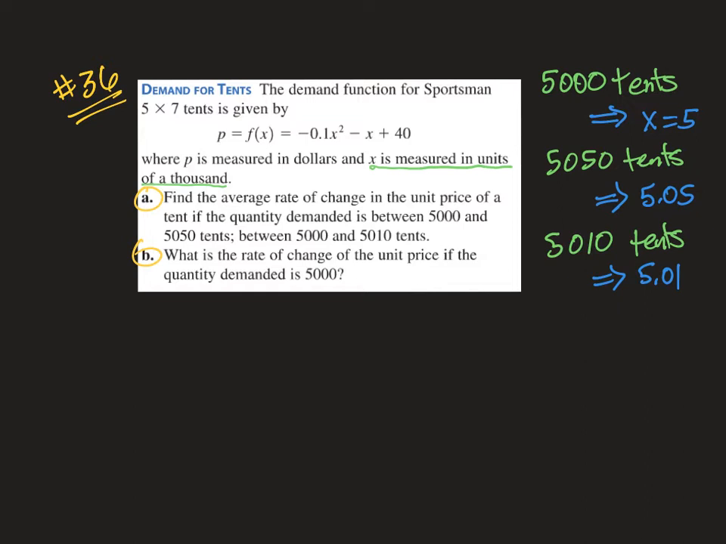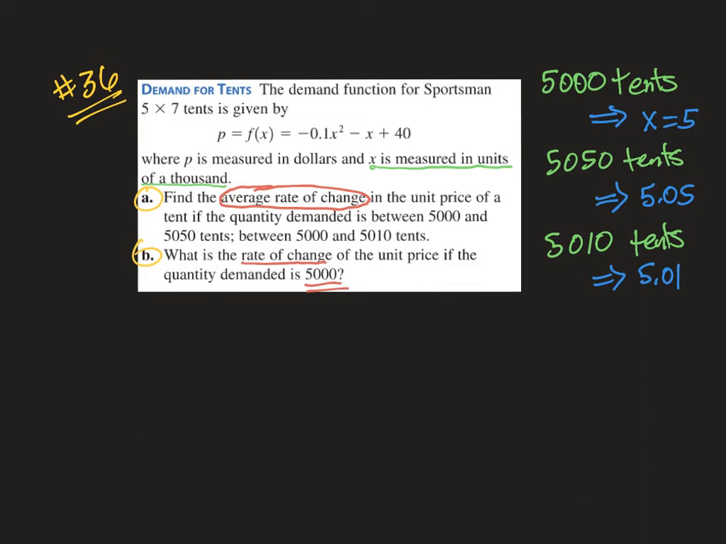Now the other thing that I want to point out here is that letter A is asking for average rate of change, and letter B is asking for what we call instantaneous rate of change. And I know that because they're only giving me one x value here. They want to know the rate of change at 5,000. Whereas letter A wants to know the average rate of change between 5,000 and 5,050, or between 5,000 and 5,010. So average rate of change is a different calculation.